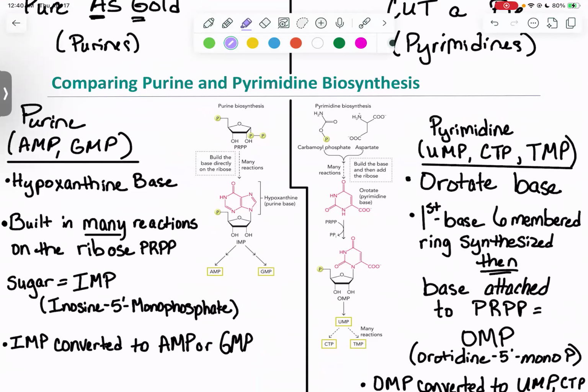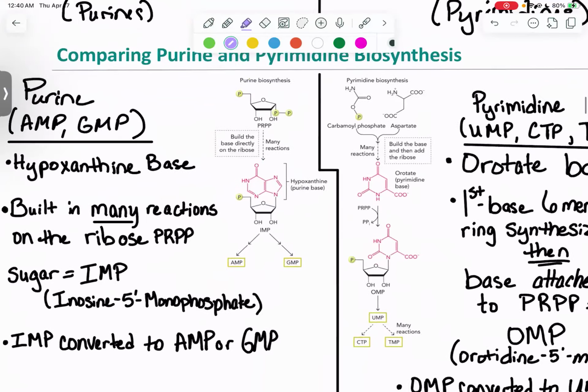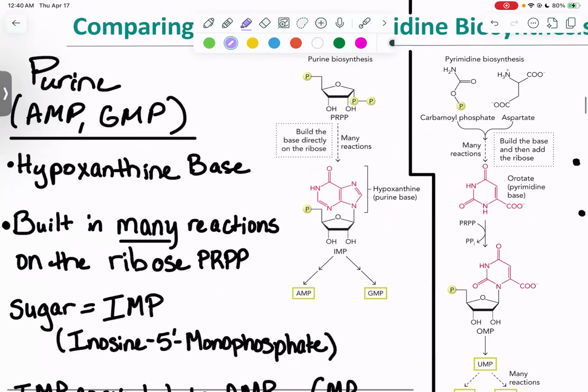So let's talk about this. Your book gives you these two simplified pathways. What I want to do is focus just on the purines to start with. So our purines, things like, let's see if I can get my laser pointer back, AMP, GMP, right? What we do with this is we create a common base. The common base right here is hypoxanthine, and this base can be converted into the base for GMP or the base for AMP. So hypoxanthine is the common purine base, and it's built in quite a few reactions that we will talk about.